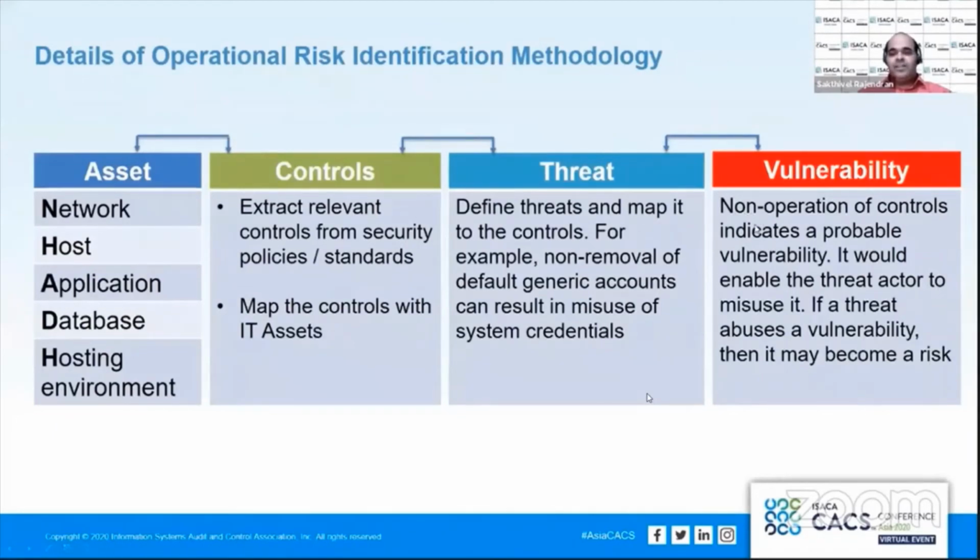Again, these are a kind of predefined list. So we make this mapping. When we use this mapped framework for performing an evaluation of an IT application from the cybersecurity perspective on the operational side, it would indicate risk. I will tell you how this would work. When a control is missing, it would enable the threat to abuse the vulnerability in the IT asset. When the threat abuses a vulnerability, then it would indicate a risk. So that's as simple as that. Now I'm giving you another walkthrough or demonstration.